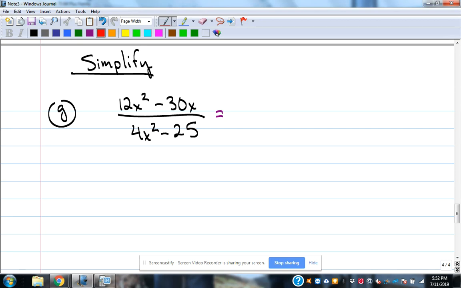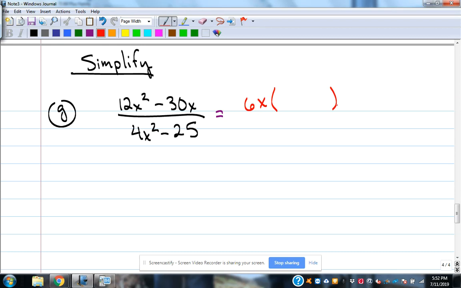Which one do we want to use? 6, because it's the biggest, right? So 6, and then what else do both of them have in common? Both have an x, right? This one's got x squared, and that one's got plain x, so it's just going to be 1x that comes out. So 6x is the GCF of the top.